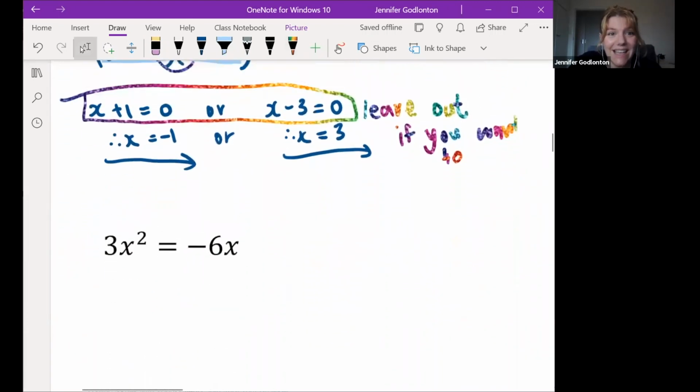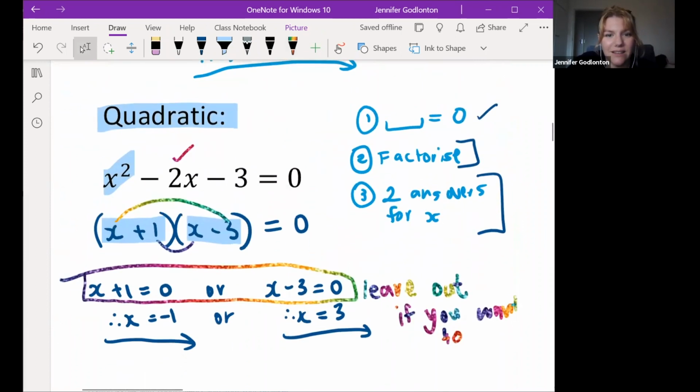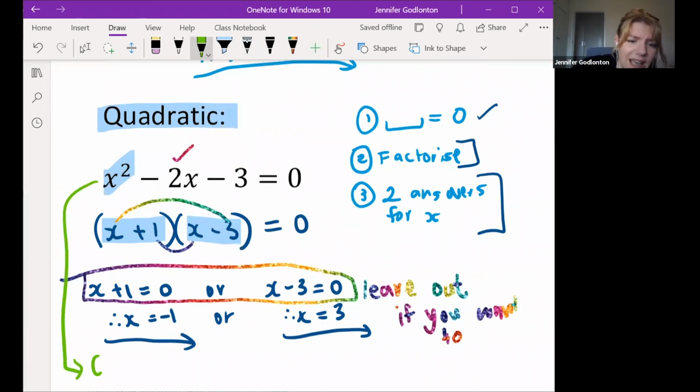Teacher, do you encourage students to check their answers after they factorize? 100%. Checking your answers is a great idea. It's a great way of making sure you're right. If you want to check your answers, all you have to do is put what you got back into this equation. So over here, you would say -1 squared, just be careful to use your brackets, minus 2 times -1 minus 3, and you push equals, and you should get 0. And if you don't get 0, you know you've made a mistake.